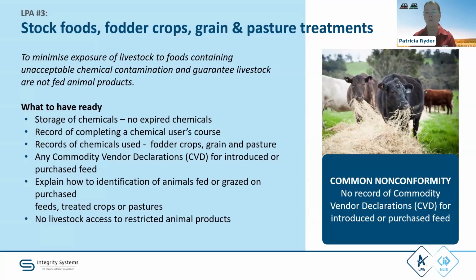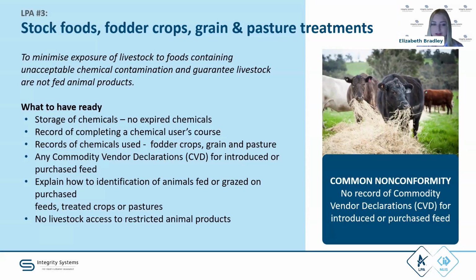So just falling short on records of spraying of pastures and crops, etc., and how those sprays are mitigated to ensure livestock can't access those areas. So yes, commodity vendor declarations, lack of, and also spray records. So lack of spray records at times there, Elizabeth.